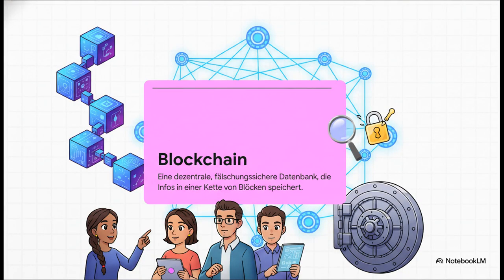At its heart, a blockchain is a decentralized, tamper-proof database that stores information in a chain of blocks. Now, the most crucial part of that sentence is that it works without a central authority. No bank, no company, no single server in charge. That one difference is the key to everything that follows.